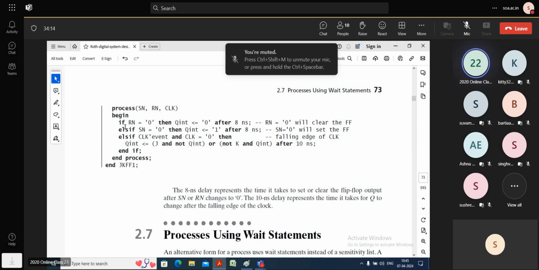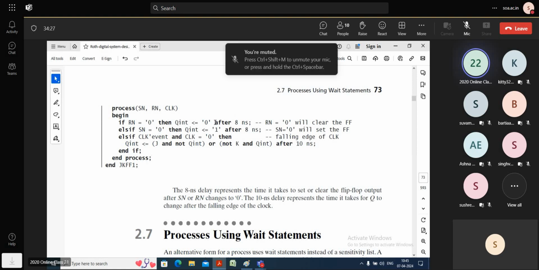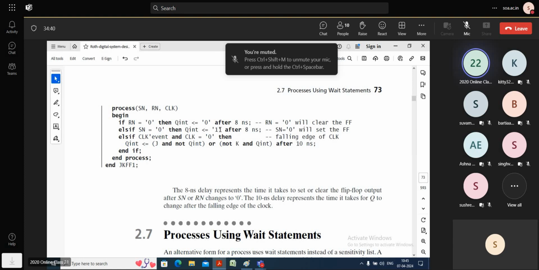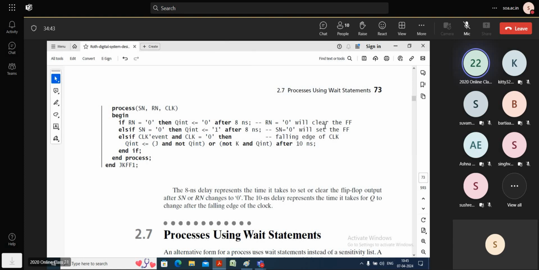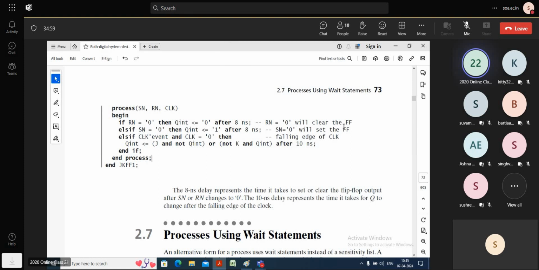Now you see, as you know, Rn and Sn are independent of the clock. If Rn equal to 0, then Qint equal to 0, and we have taken a propagation delay of 8 nanoseconds. Else if Sn equal to 0, then Qint equal to 1 after 8 nanoseconds. As you know, Rn equal to 0 means this will reset, or clear, the flip-flop. And Sn equal to 0 means this will set the flip-flop.